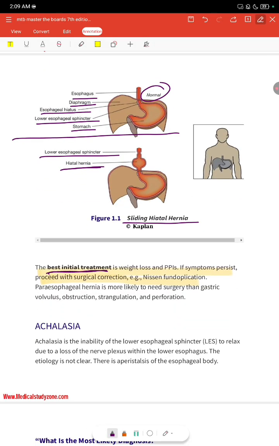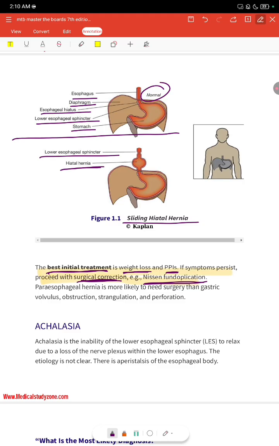The best initial treatment is weight loss and PPIs, proton pump inhibitors. If symptoms persist, proceed with surgical correction. So the surgical correction option that we've got is Nissen fundoplication. We will go into further detail of Nissen fundoplication in the surgery section, but for now, Nissen fundoplication is the gold standard surgery for GERD that does not respond to medications. Basically, quote unquote, a wrap to stop acid reflux.